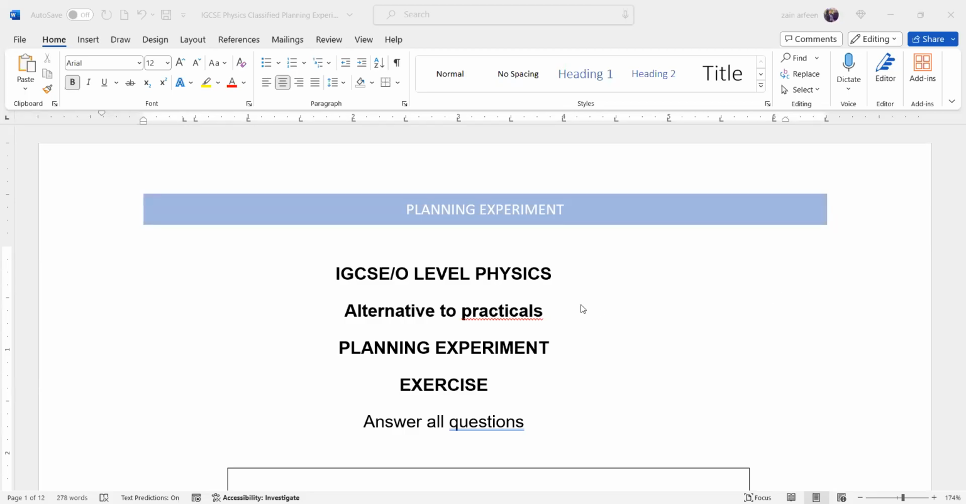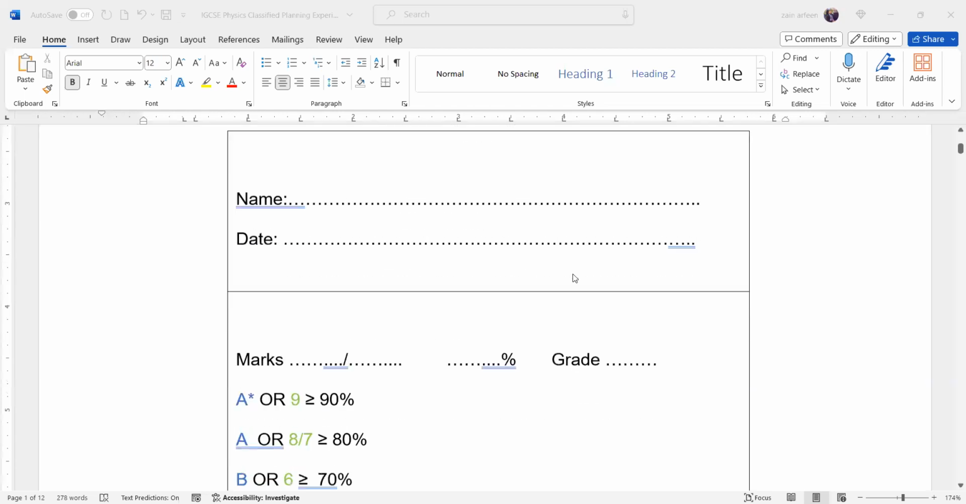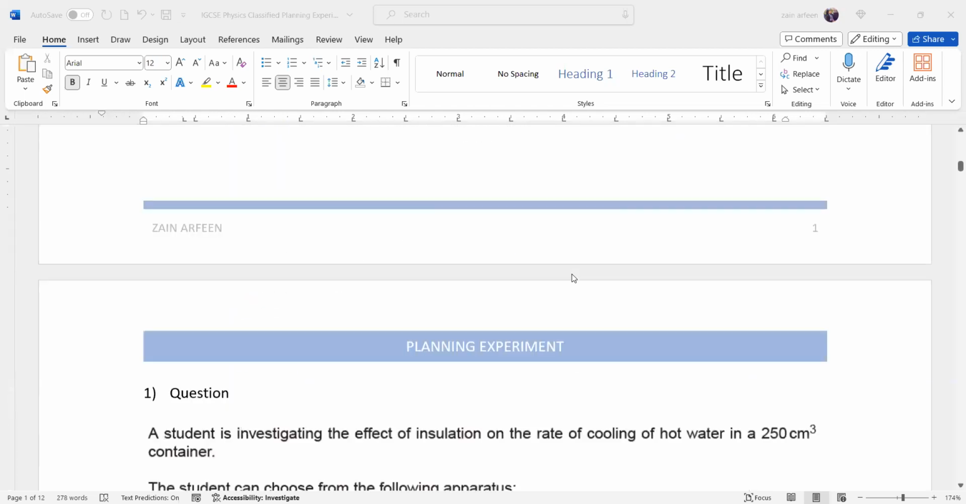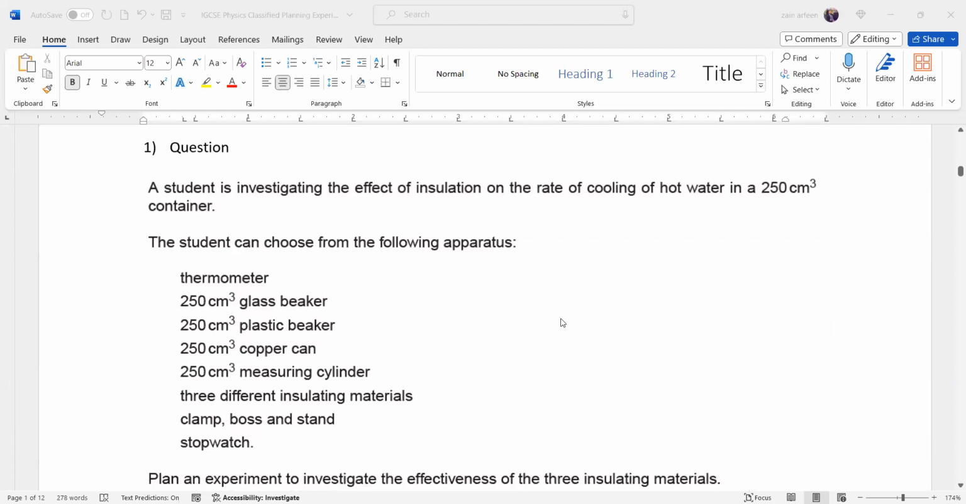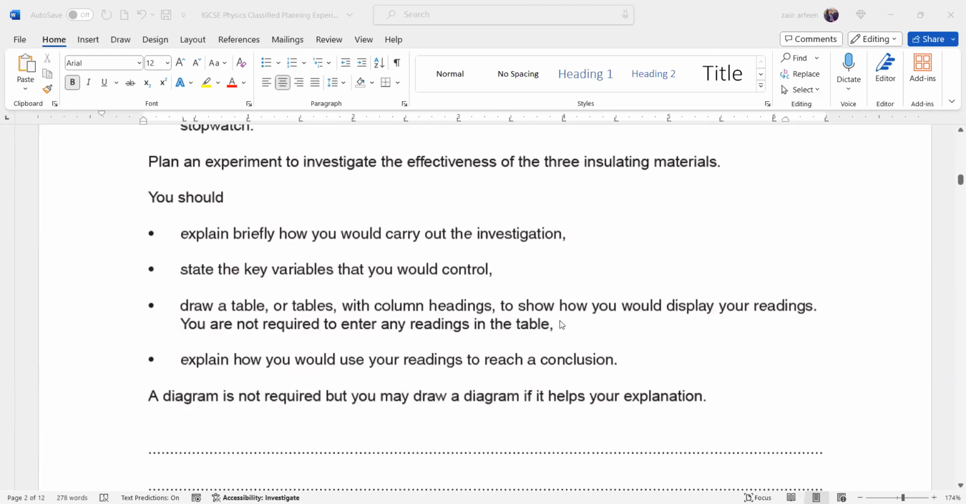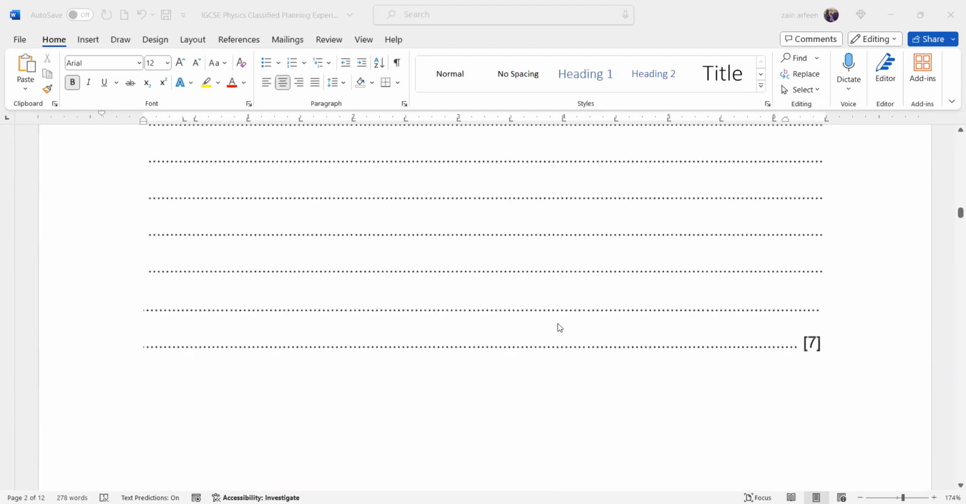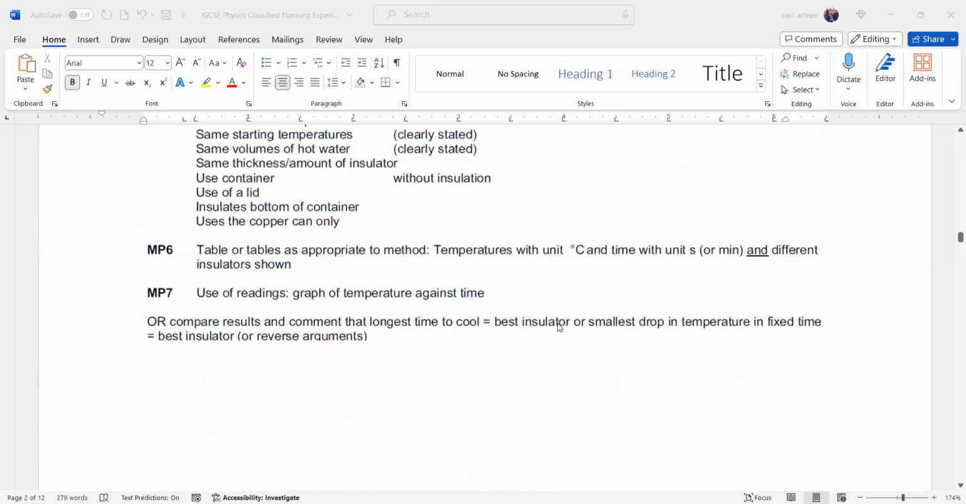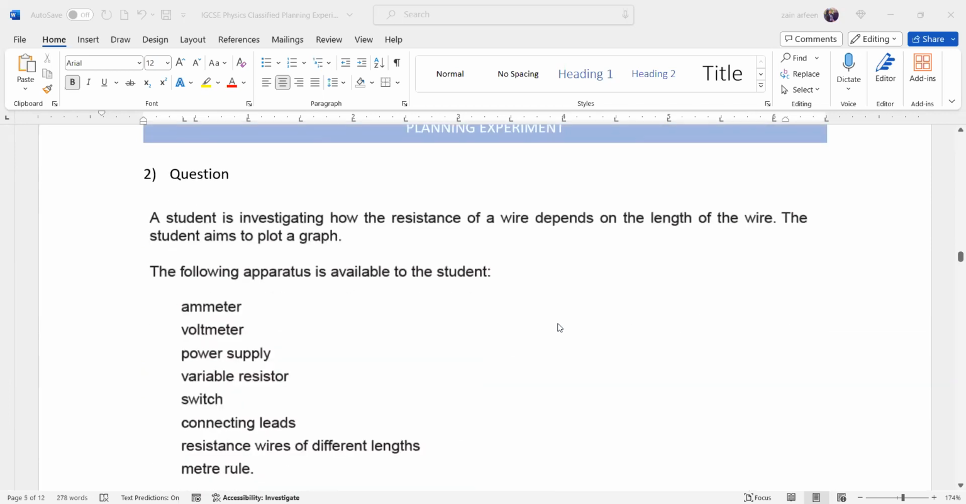The planning experiment questions, we did the first two questions. Question one was related to how the insulation can affect the rate of cooling. And the second experiment was investigating how the resistance of a wire depends on the length.